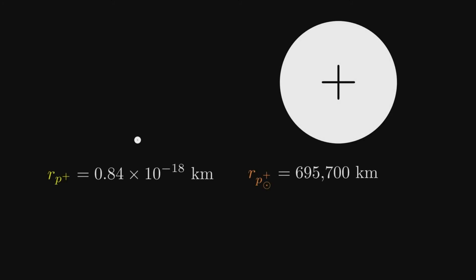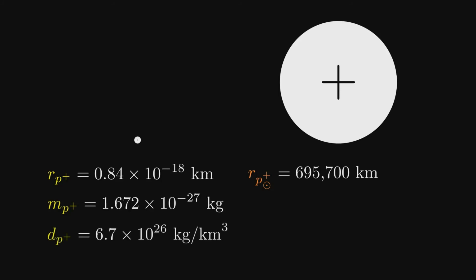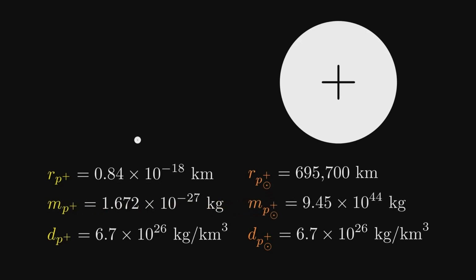We scaled up the radius of the proton, but that's not the only property that would change. The mass of the non-sun-sized proton is minuscule, but it has an astounding density. So if there was a proton as large as the sun, its density would remain the same, but it would have a mass of 9.45 times 10 to the 44 kilograms. This mass is huge, and talking in kilograms isn't going to cut it anymore. We need to go supermassive.